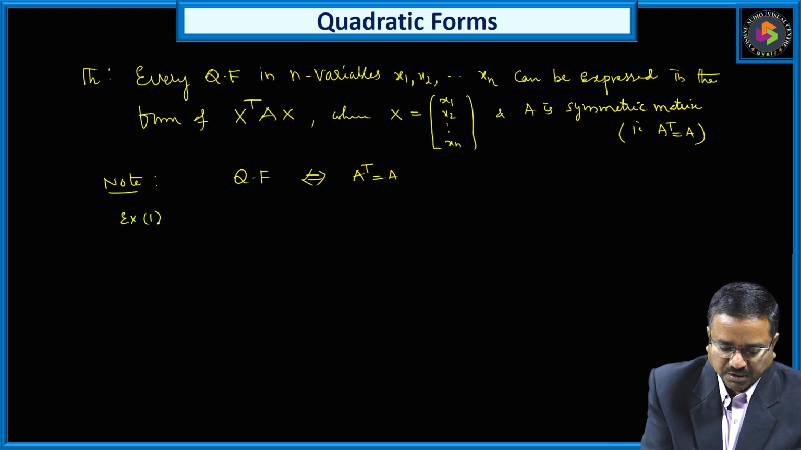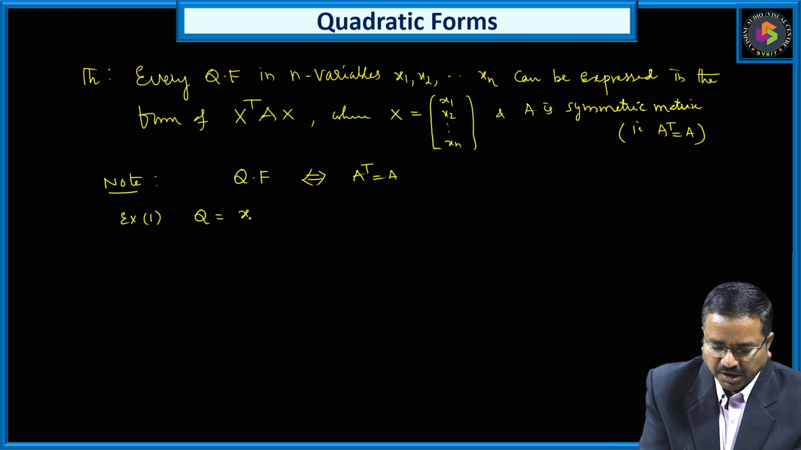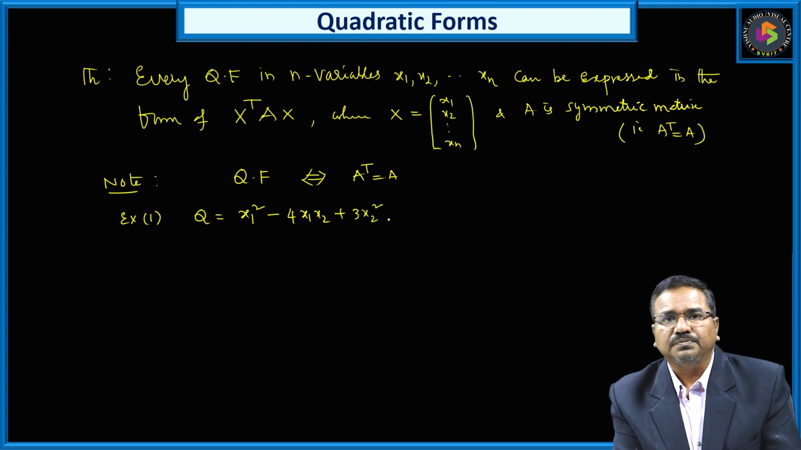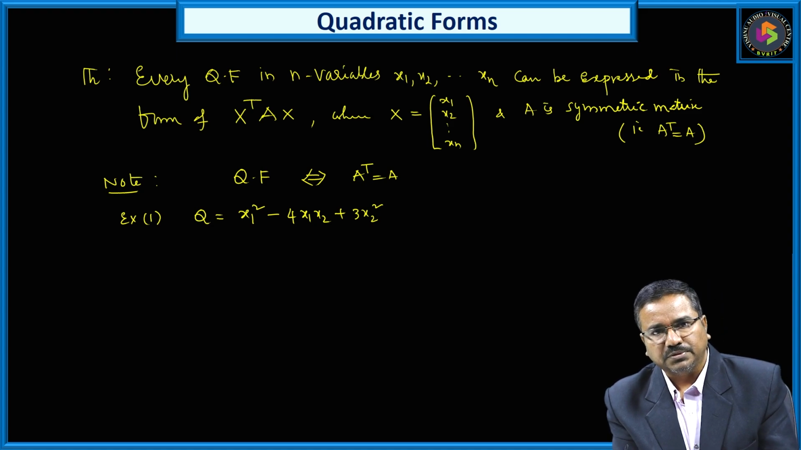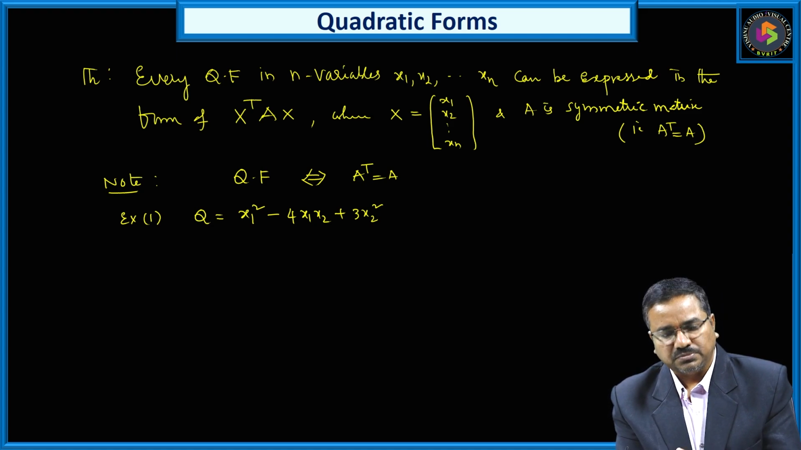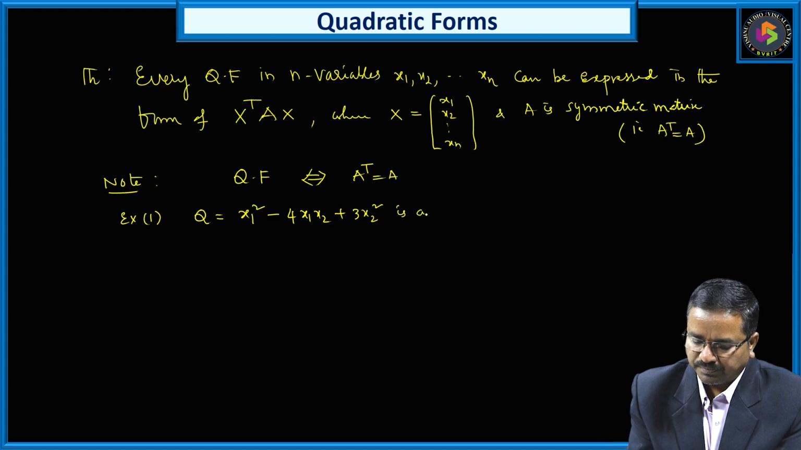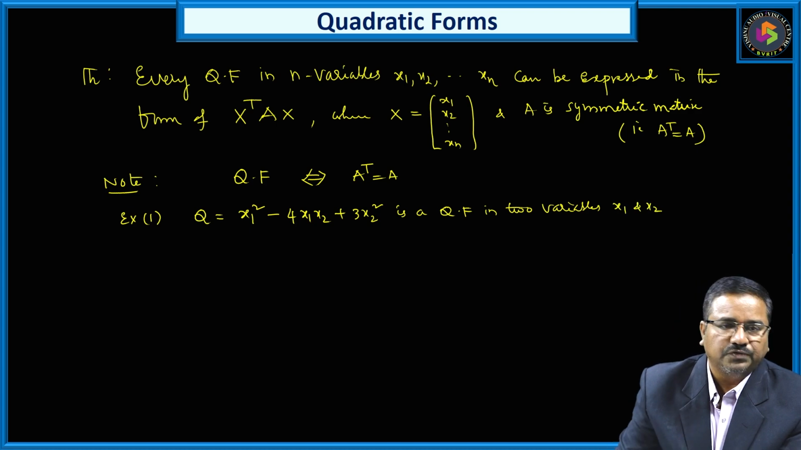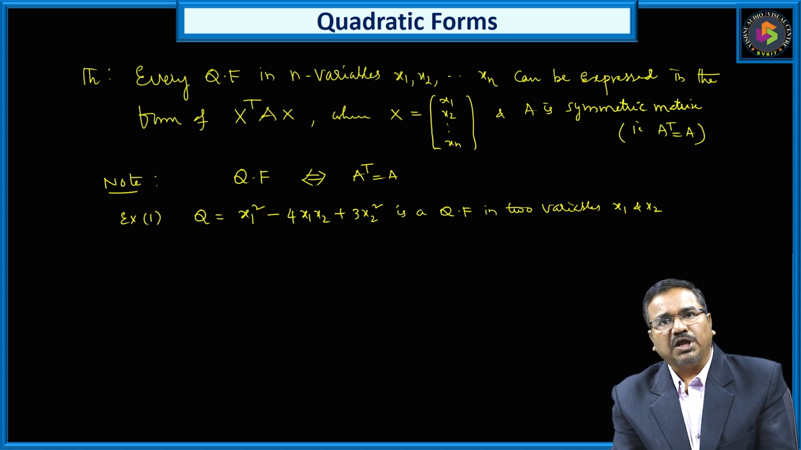Example 1. Q is equal to x1 square minus 4 x1 x2 plus 3 x2 square. Is it a quadratic form? Yes. Why? Because it is an expression in two variables and each and every term has degree 2. Therefore, it is a quadratic form in two variables, x1 and x2.